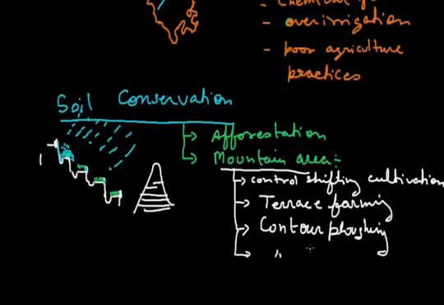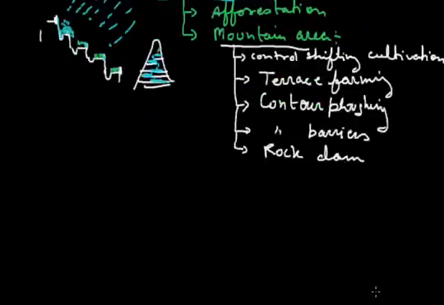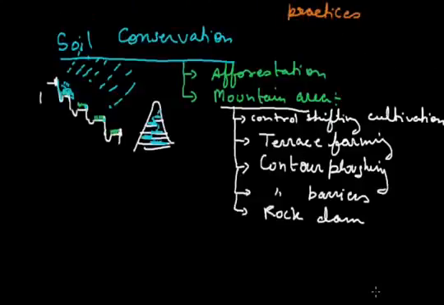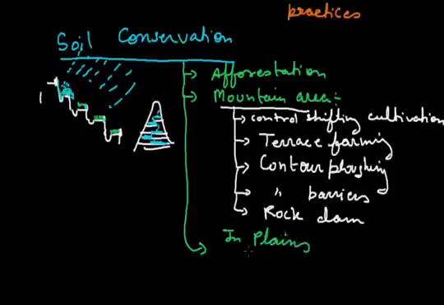The same thing, contour barriers. Here we make barriers made up of rocks or mud, which are small dams. Because of this, water cannot gain speed, so it cannot erode the soil. Rock dams, by making rock dams also we can conserve it. This is what we can do in the mountain areas. Now let us come to how we can conserve soil in plain areas.